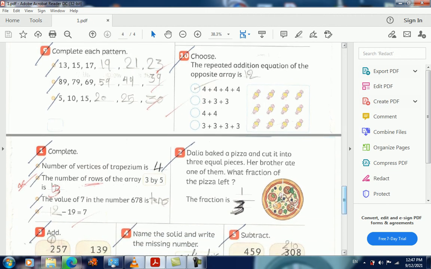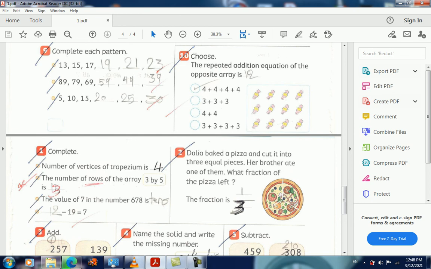Number 9. Complete each pattern. We got 13, 15, 17. So I have to get the rule first, and we check that it's applied for all the numbers. So 13, 15, how many did we add till we get the 15? We got 2. So we added 2, and 15 plus 2 is 17. So the rule here is plus 2. So 17 plus 2 is 19. 19 plus 2 is 21. 21 plus 2 is 23.